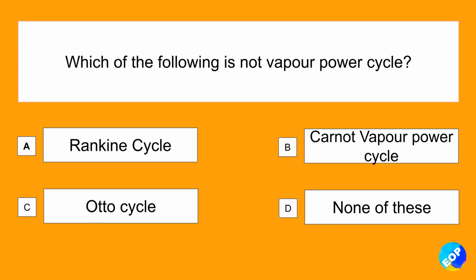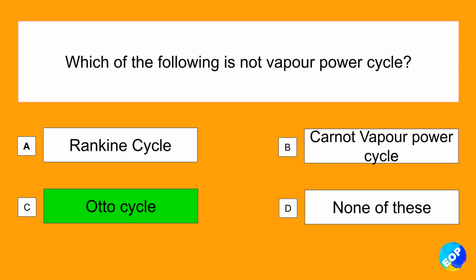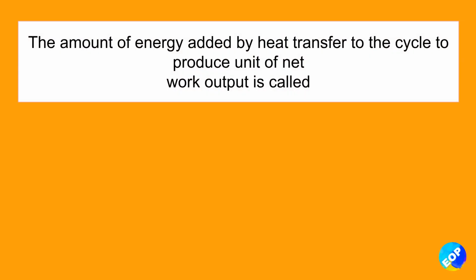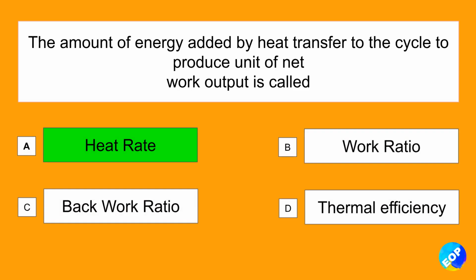Next question. Which of the following is not a vapor power cycle? The answer is the Otto cycle, which is a gas power cycle. Moving on. The amount of energy added by heat transfer to the cycle to produce a unit of network output is called? This is defined as the heat rate.